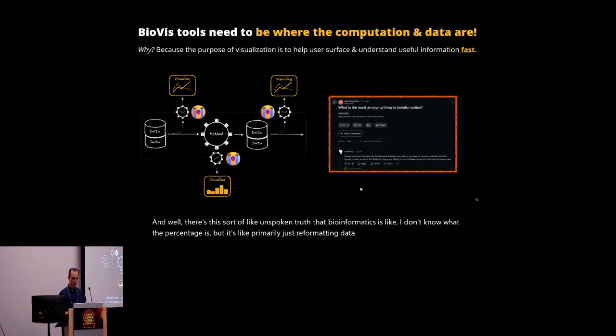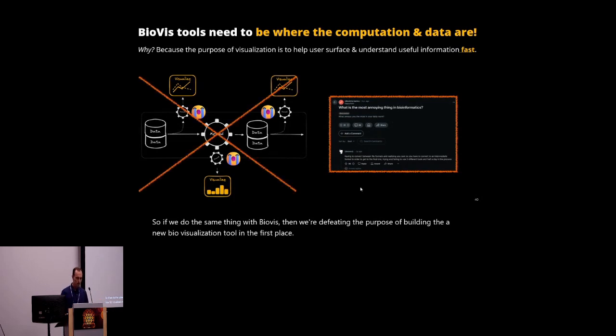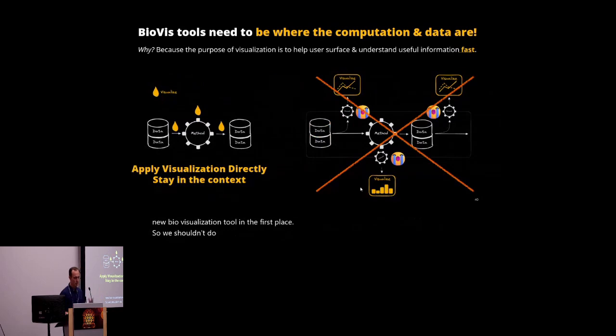And it's funny, I searched what's the most annoying thing in bioinformatics, and you find this Reddit post and the most upvoted comment is like, yeah, you have to reformat data from one tool into another, into another, into another, and then you realize it doesn't work. Yeah, so if we do the same thing with BioVis, then we're defeating the purpose of building a new visualization tool in the first place. So we shouldn't do that. Instead, we want to apply it directly to the machinery so that it's in the pipeline itself.